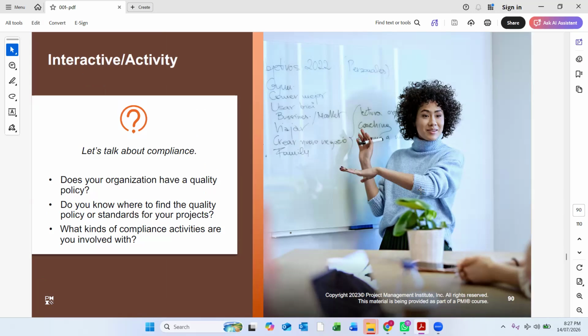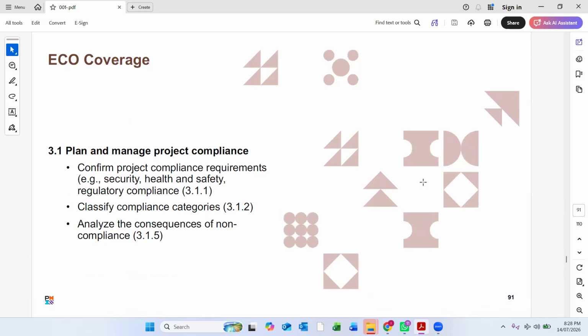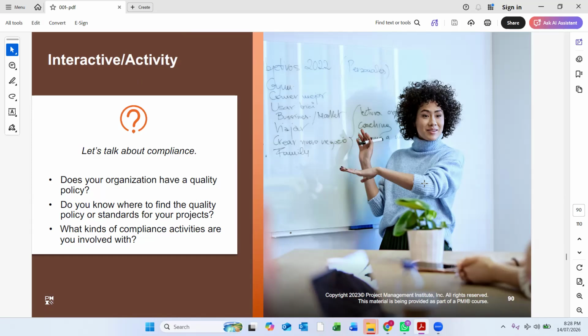So this is an interactive activity again, and we are going to stop here on this topic for today's class. Does your organization have a quality policy? I think they should have it. Do you know where to find the quality policy or standards for your projects? Do you know where you can find your quality policies in your organization? I think you should know it.